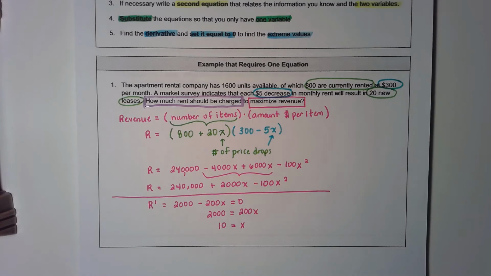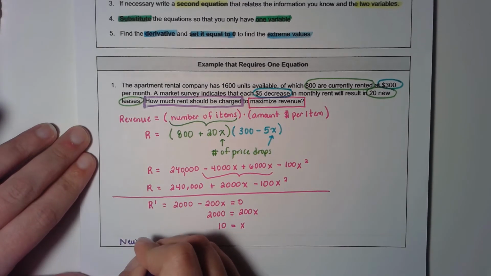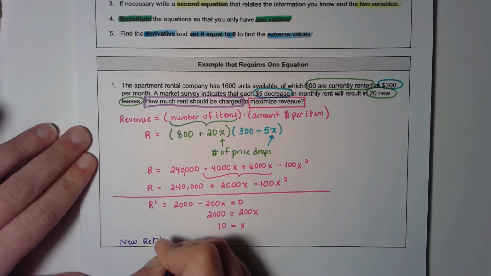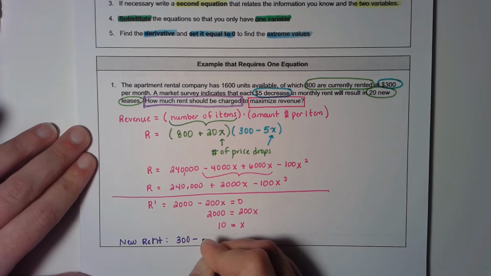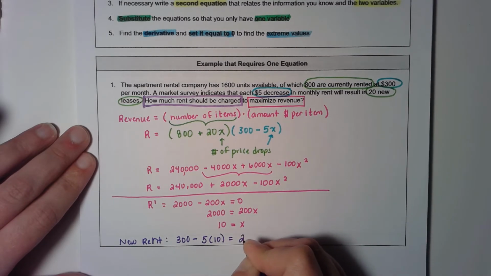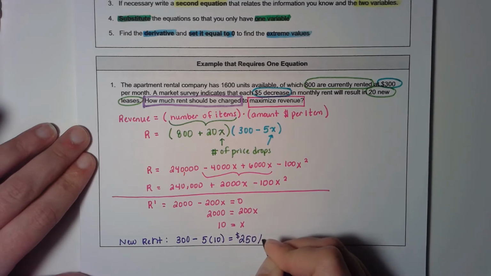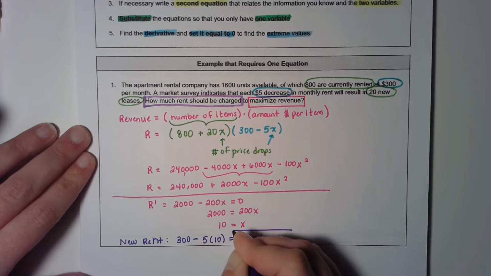Well, right now we're charging $300 and we should drop the price by $5 10 times. So the new rent would be $300 minus $5 10 times, which would be 300 minus 50, which is $250 per month. That would be my new rent.